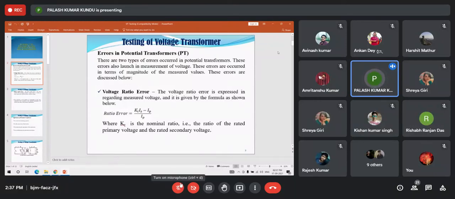It is used to step down the voltage of high voltage, preferably kilovolts, to a standard voltage of lesser value, that is of the order of 100 volts by standard. So potential transformers have an application as a metering transformer. That means a standard AC voltmeter can be connected, or it can also be connected to a wattmeter for power measurements in a power system, transmission line, or distribution system.